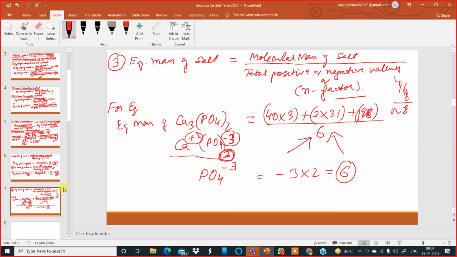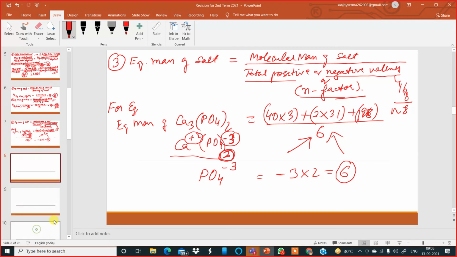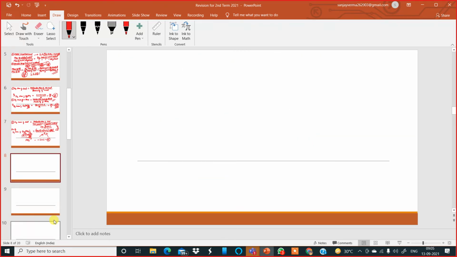Otherwise, if you find it too confusing, then remember: whichever is higher, total positive valency or total negative valency. That way you can get it. Got it now? This was a good example which I've taken because others are easy examples. With the help of this example, it is possible for me to explain everything over here. Now that was the equivalent mass of a salt.